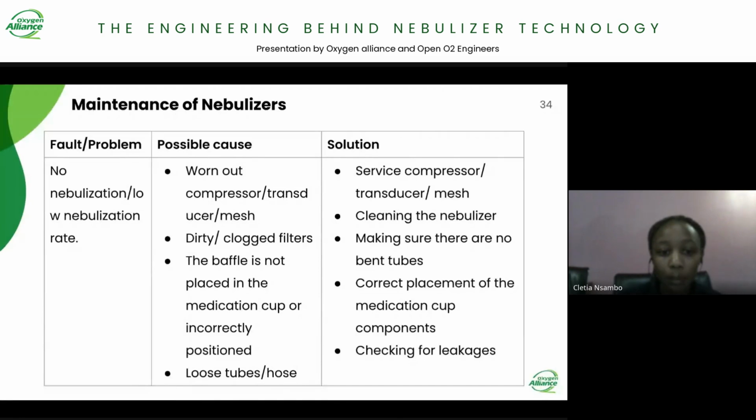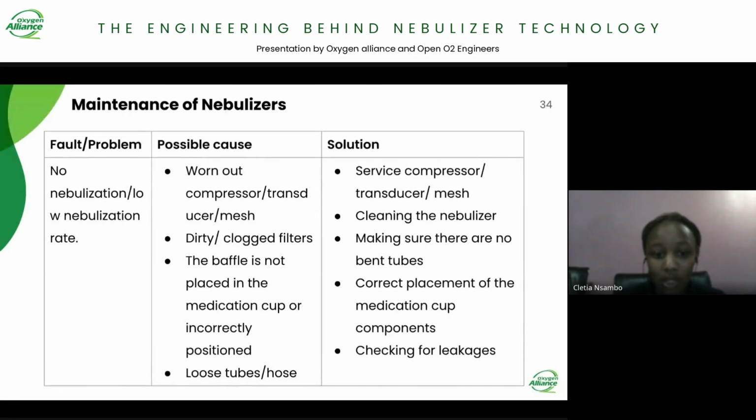And you might have that the baffle is not placed in the medication cap, or it's incorrectly positioned. As mentioned by my colleague earlier, depending on the cap that you have, some have fixed or removable baffles. For the removable baffles, if it is not placed or positioned correctly, that means you affect the rate of nebulization or the whole nebulization in general. So we just recommend that you place these correctly and make sure they're placed correctly before you start your treatment.